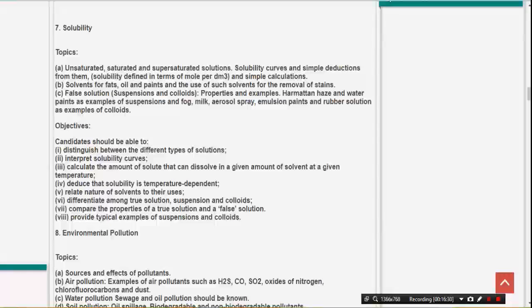Differentiate among true solution, suspension, and colloid. Compare the properties of a true solution and a false solution. Provide typical examples of suspensions and colloid.